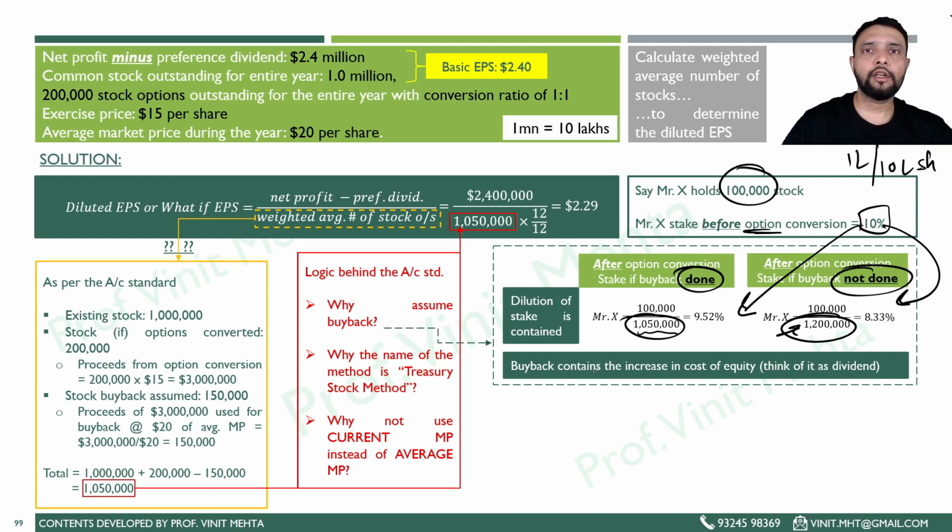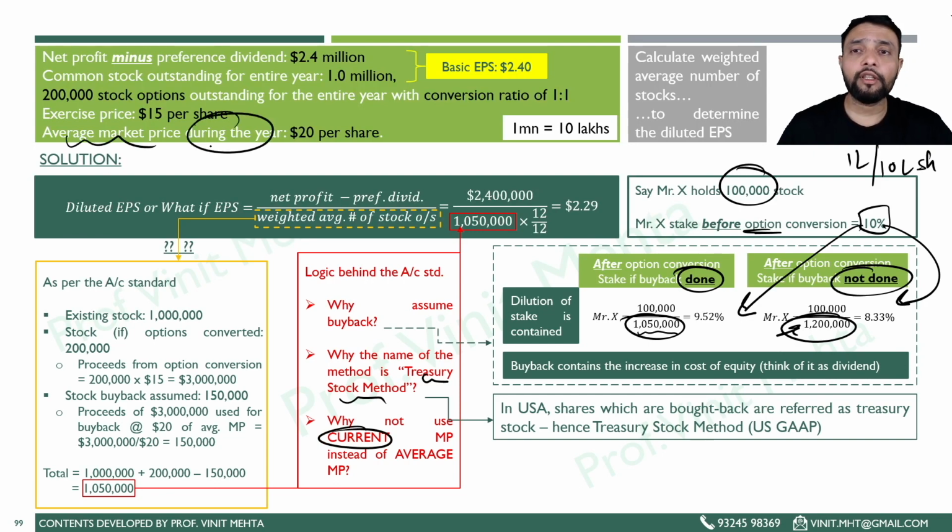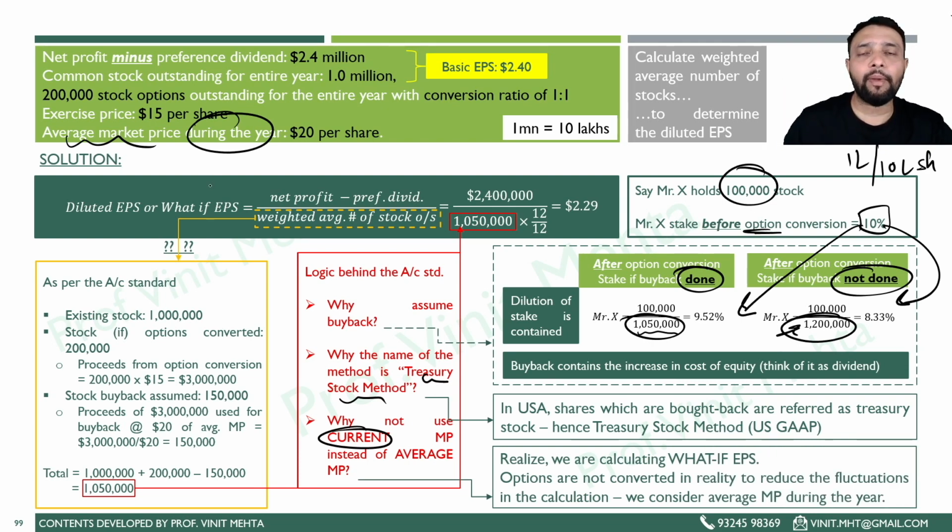Another question is, why is the name of the method the treasury stock method as per US GAAP? Well, it's a very simple answer. In the USA, whenever stocks are bought back, those stocks are referred to as treasury stock, and hence the name of the method is treasury stock. And lastly, if you noticed, when we do the buyback, it's an assumption. We did not take the current market price. We took the average market price during the year. Why? Because it's a what-if EPS. How do we decide the day of the buyback? I mean, which market price of which date should we take? That's why we take the average market price during the year.